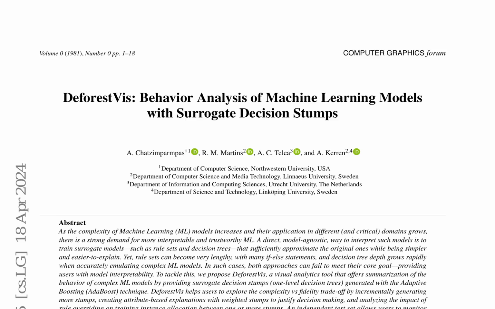DeforestVis is a novel visualization tool designed to provide insights into the behavior of machine learning models by leveraging surrogate decision stumps. This innovative approach aggregates multiple surrogate models with varying complexities, enabling users to explore the trade-off between complexity and fidelity. By doing so, it allows for a more comprehensive understanding of the decision-making process within complex models.